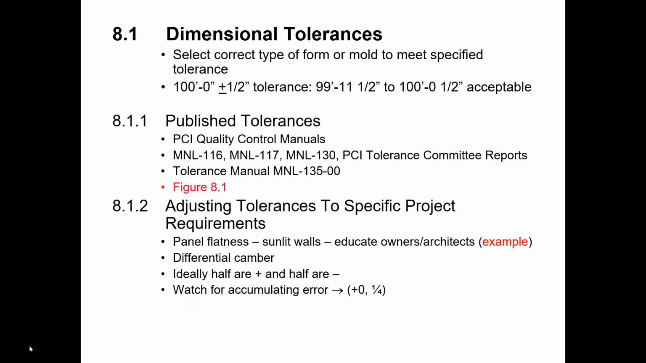With dimensional tolerances, ideally, and I think specifically what we're talking about here is like wall panel widths or double T widths, things where accumulating error is something you should be concerned about. Ideally, if you're going to be out of tolerance, some of those are a little high and some of them are a little low. And ideally, you're still within that tolerance range, but some of them are a little higher on the spectrum in that range, and some are a little low.